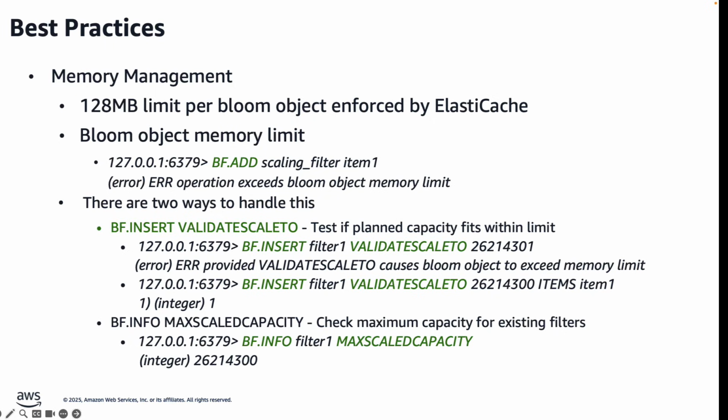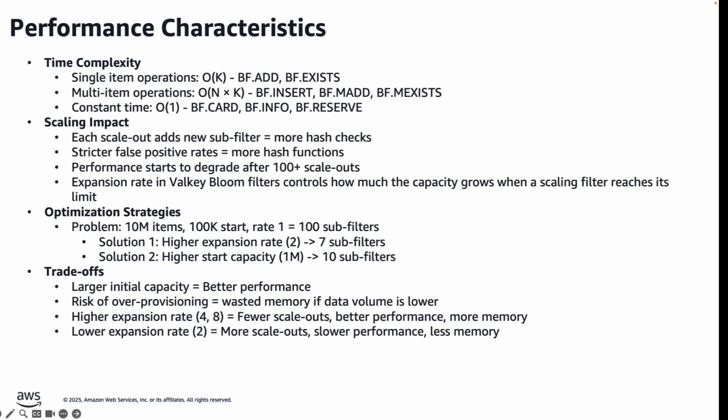In this case, the filter can hold 26,214,300 items after scaling out until the memory limit. Bloom commands have a time complexity of order k, where k is the number of hash functions, because they operate on a single item. For Bloom commands operating on n items, such as bf.insert, bf.madd, and bf.mexists, the complexity becomes order n times k. Commands like bf.card, bf.info, bf.reserve, and bf.insert without items operate in constant time.